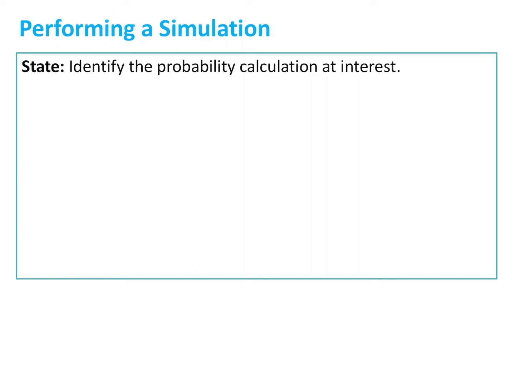What is the simulation? And what are we going to calculate at the end? Then we're going to plan. So when we plan, we have step 1. We're going to describe all possible outcomes. So whatever it is that we're looking at, how many outcomes do we have?